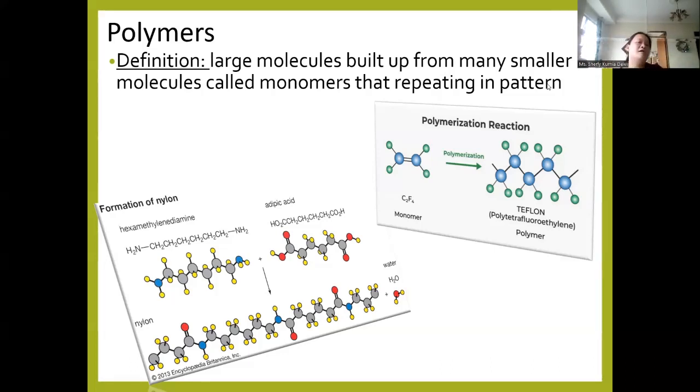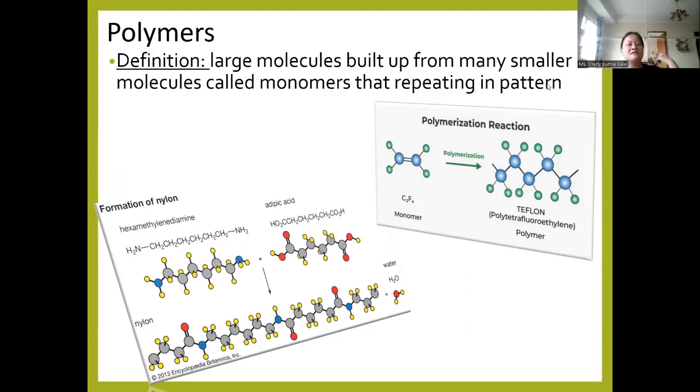Okay. What is a polymer? A polymer is actually a large molecule built up from many smaller molecules. That small molecule is called a monomer, and it repeats in a pattern. So a polymer always has a pattern. The patterns from the monomers create a large molecule called a polymer. It's an organic molecule because it always contains carbon and hydrogen.